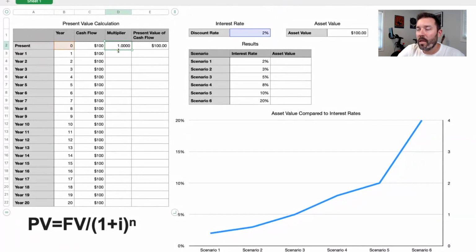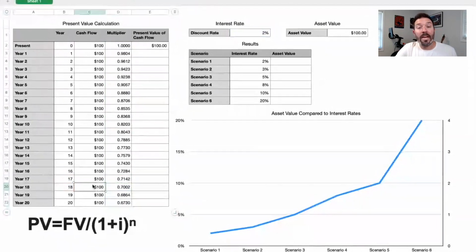And as you can see here, this gets smaller and smaller each year over time. Now this makes sense because a cash flow of $100 20 years from now is not going to be as valuable as a cash flow of $100 a year from now. So it makes sense that those numbers would get smaller over time. We will also change this interest rate as we go forward, and you can see how rising interest rates makes future cash flows less and less valuable.